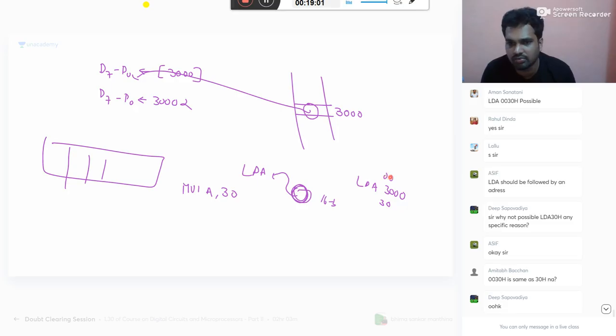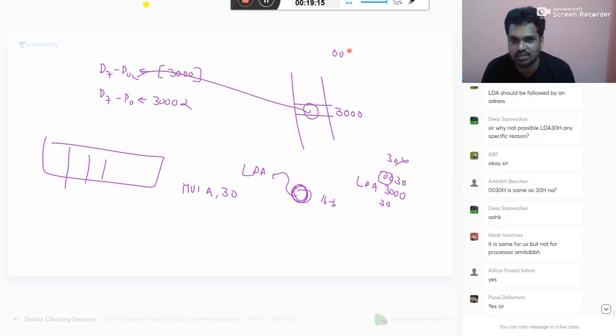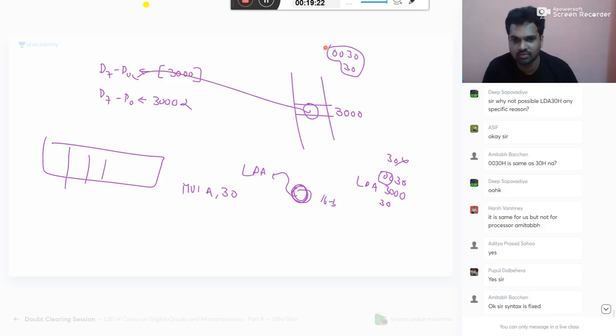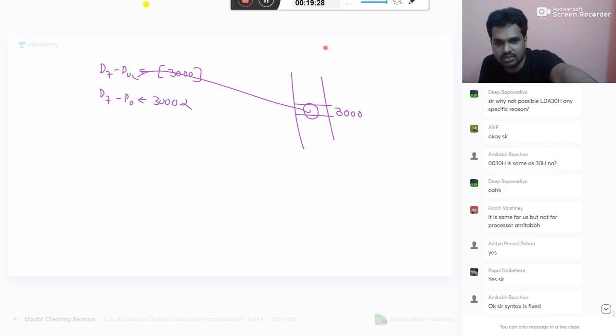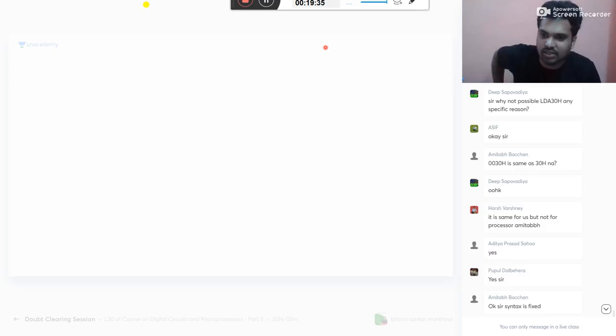LDA 0030 is definitely there. What is the problem? Happily there. But 00 is also one number only. Don't think 00 means I will write 30. It is of no meaning. 0030 is the same as 30 for you. Yes, Harsh told the same thing. Okay. Not for the computer. How will the computer understand all those things? Whatever its method is, it is fixed. Now, in present days there are so many things. If 30 comes, automatically it will assume 2 zeros. Like that you can design the things.